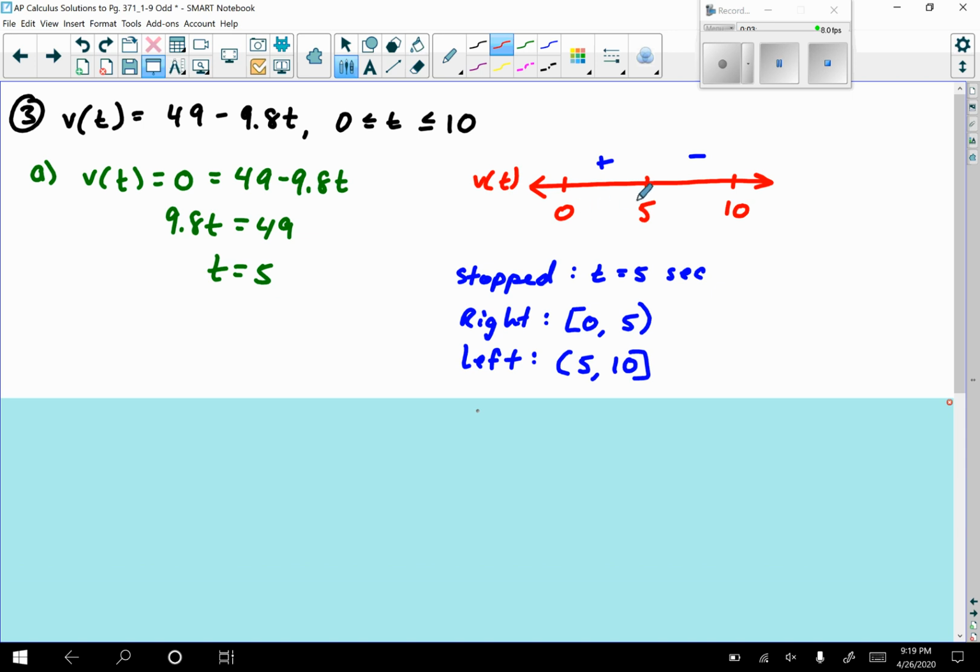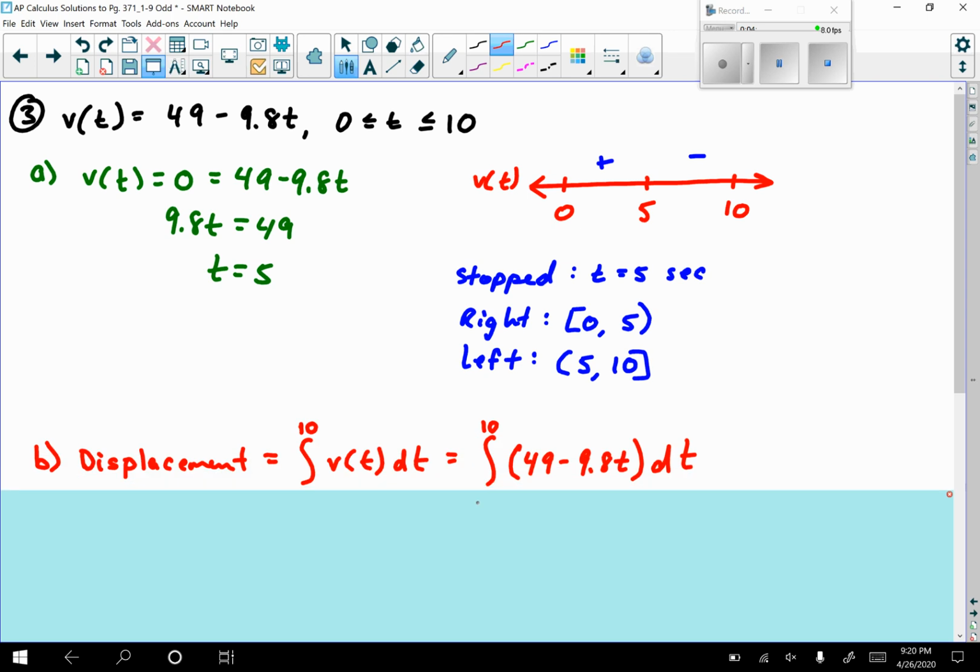If you just picked, for instance, a 1, 49 minus 9.8 times 1 is still positive, but if you try a 6, and yes, on these you can use a calculator to help you with the tougher calculations here, we do get a negative value. So the particle is stopped at t equals 5 seconds, moving to the right from 0 to 5, we're including the 0, moving to the left from 5 to 10, we include the 10.